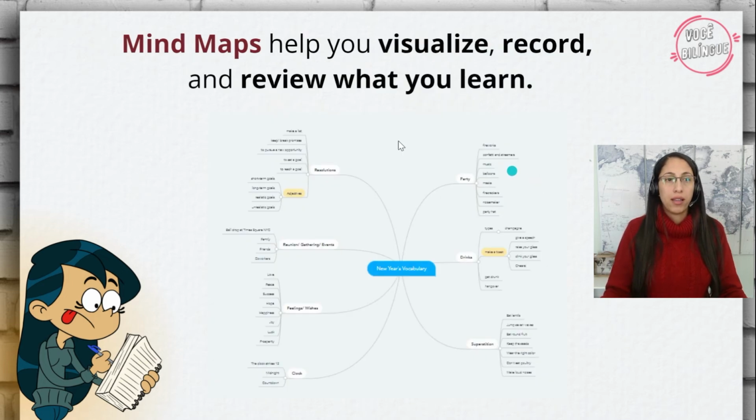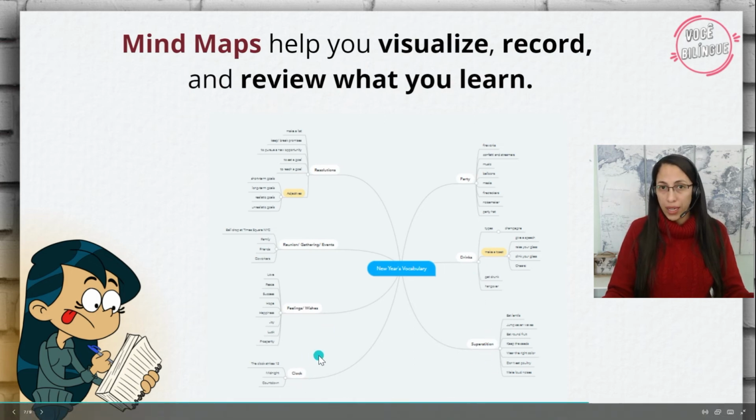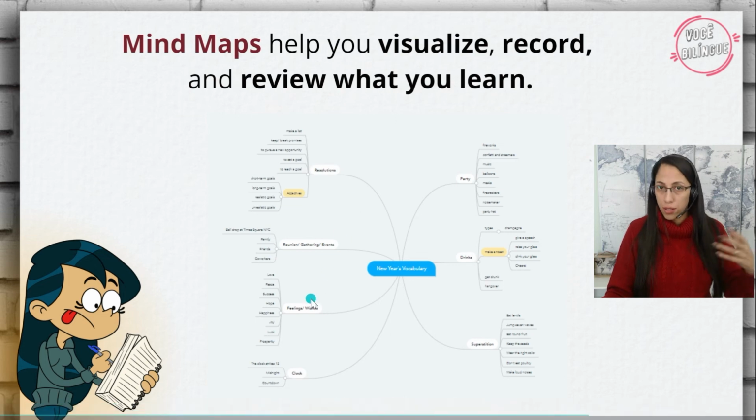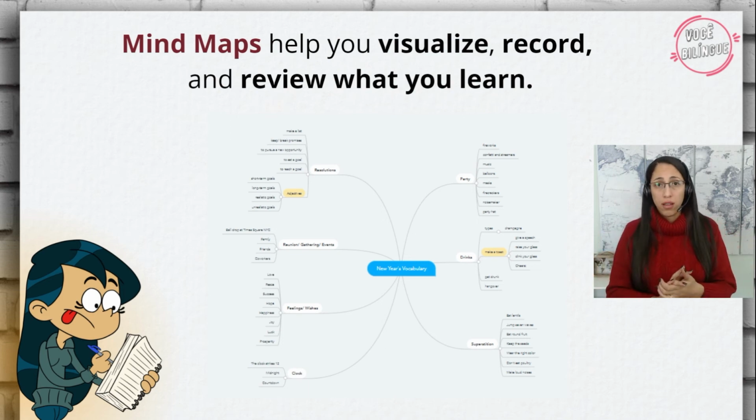Well, the idea is to have the central topic here and then look at how more complex this one is. This one is about New Year's vocabulary, and I have everything from party to drinks to superstitions, clock related vocabulary, resolutions, and so on. And here I have expressions as well, phrasal verbs, nouns, and not just nouns. Okay, so this can definitely get more complex.